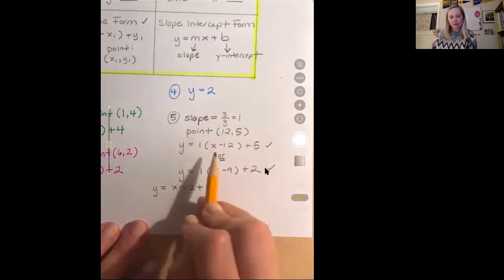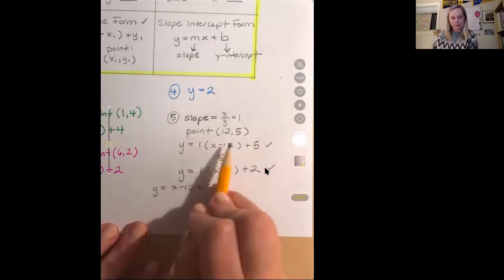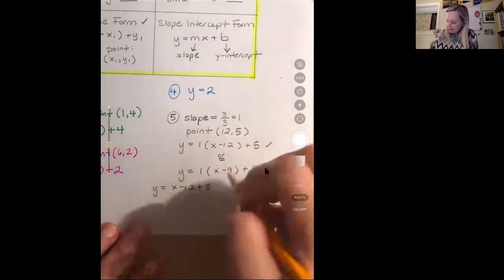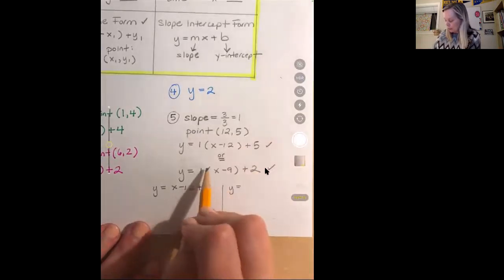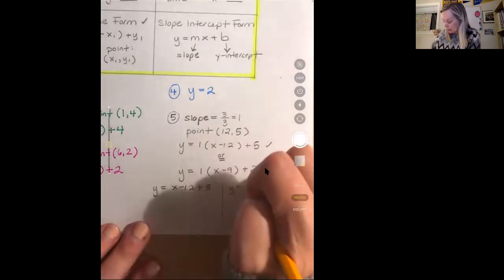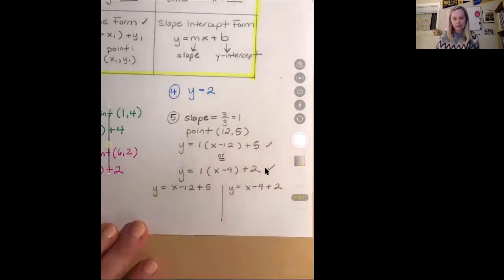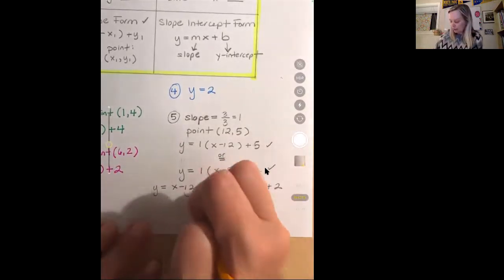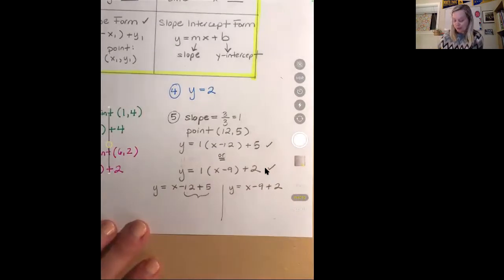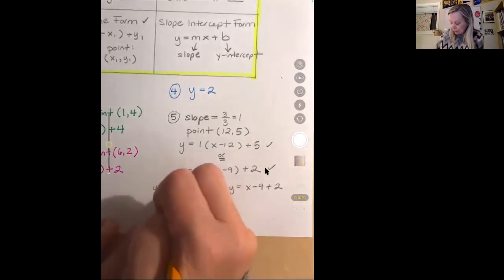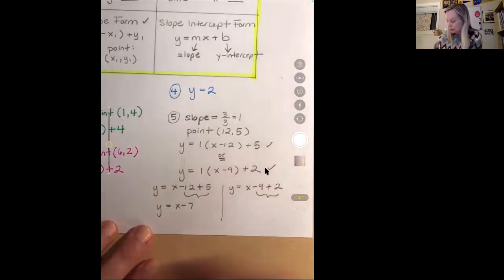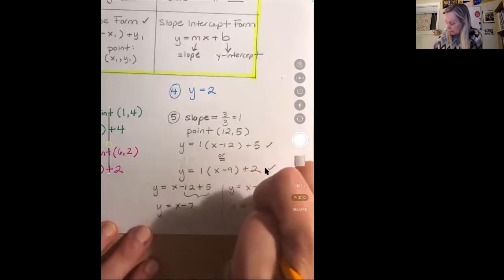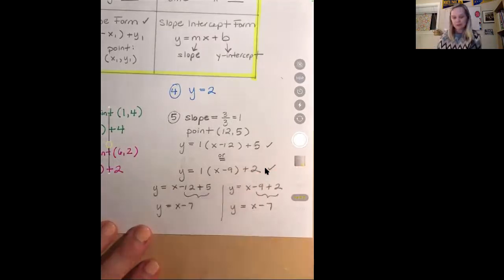Okay, I just rewrote it without the parentheses because 1 times that expression is just that expression. And then on the same hand, y equals, and if I just take away the 1 times here, that would be x minus 9 plus 2. And if you look at what we have here and we combine like terms, negative 12 plus 5 is negative 7. So y equals x minus 7. And then if I combine like terms here, a negative 9 plus 2, y equals x minus 7 there too. Isn't that cool? So they come up actually with the same exact line.